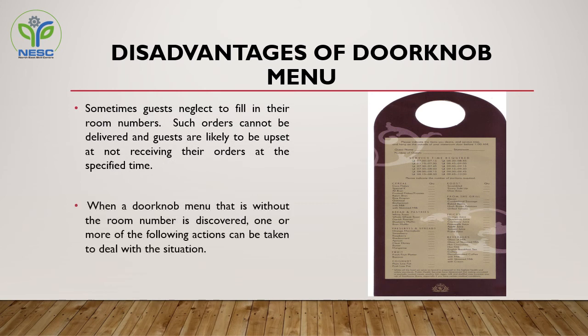As everything has its advantages as well as its disadvantages, here are some disadvantages of doorknob menu. Sometimes guests neglect to fill in their room numbers. Such orders cannot be delivered and guests are likely to be upset at not receiving their orders at the specified time. When a doorknob menu that is without the room number is discovered, proper action has to be taken to deal with the situation.